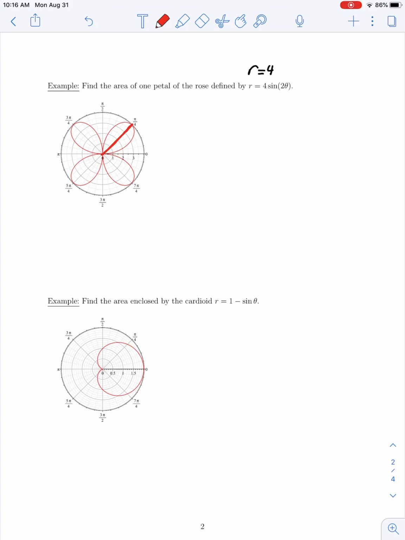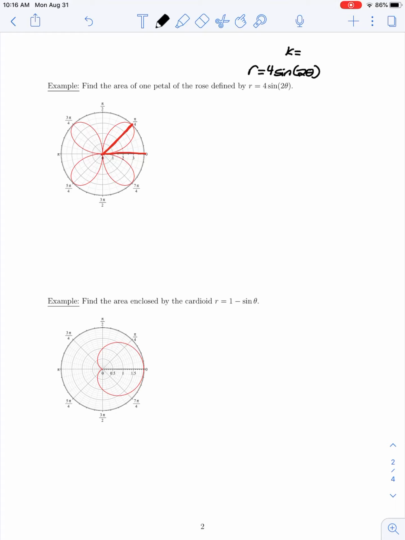So the total length that we're moving outward here would be r equals 4, which we can see along that polar axis. So we've got 4 units. And the fact that we have a sine function means that that initial petal opens not along the positive x-axis, but at some angle above that positive x-axis.